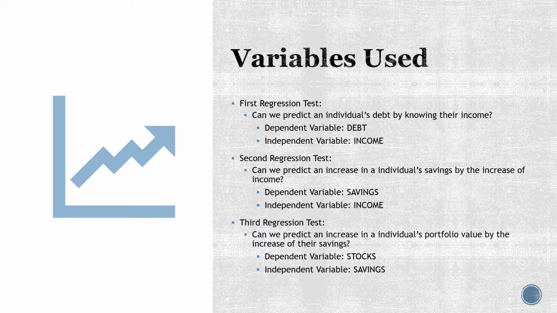The second test, can we predict the increase in an individual's saving by the increase of income? The dependent variable here is savings, and the independent variable is income. The last test, can we predict the increase in an individual's portfolio value by the increase of their savings? The dependent variable here is stocks, and the independent variable is savings.